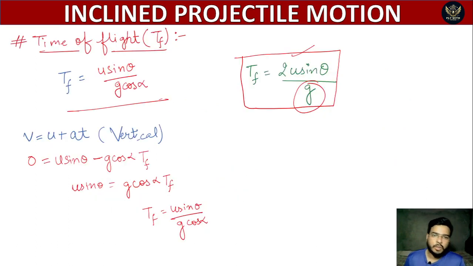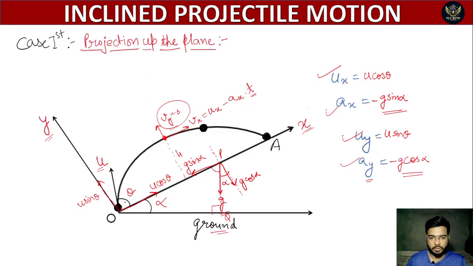Now we will see the time of flight. In the previous case we have 2u sin theta divided by g, but now we will derive it. For the derivation we have v is equal to u plus at along the vertical direction. Why are we applying v is equal to u plus at? Because here the acceleration acting on this system is constant. Why? Because g is constant, so alpha is also constant, as it is not changing with respect to time.